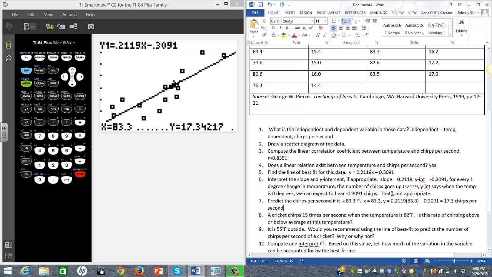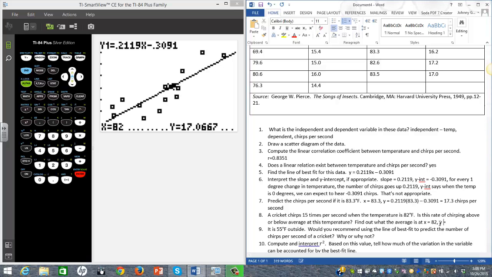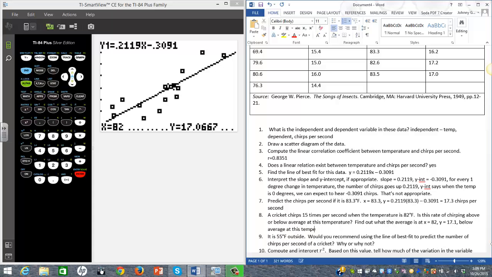Alright. A cricket chirps 15 times per second when the temperature is 82 degrees. Is this rate of chirping above or below average at this temperature? Alright, so let's find out what the average is at x equals 82 degrees. So I'm going to just go back over here, and I'm going to type in 82 to figure out what it is. So 82 degrees, y equals 17.1. So if we know that the cricket chirps 15 times per second during that temperature, and our line predicts 17, then 15 is below 17. So I would say that's below average at this temperature.